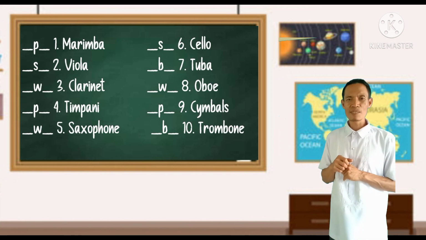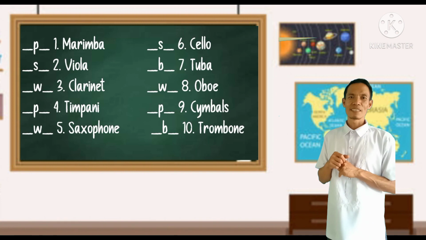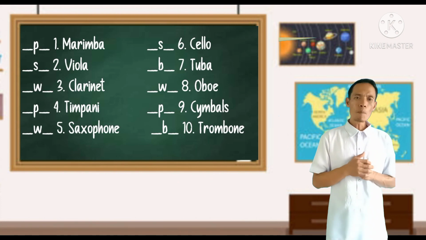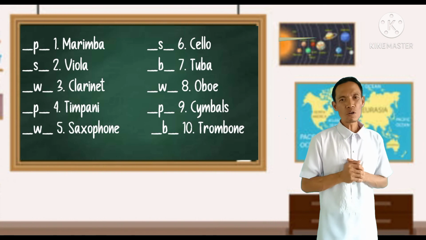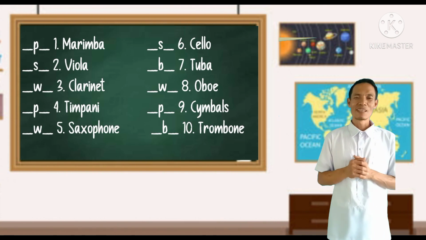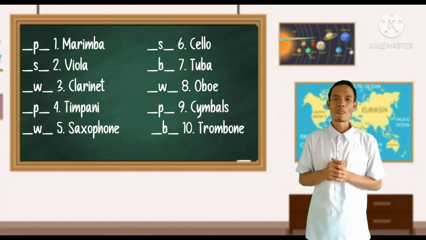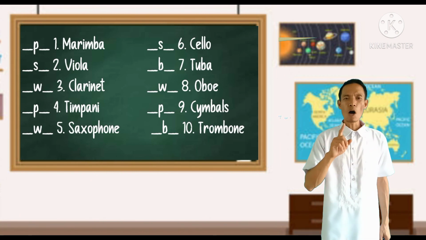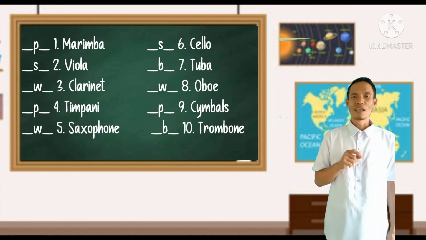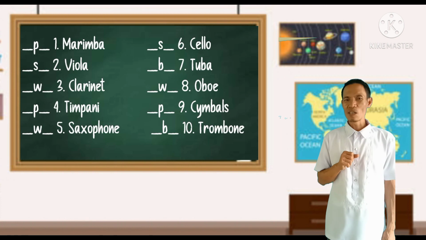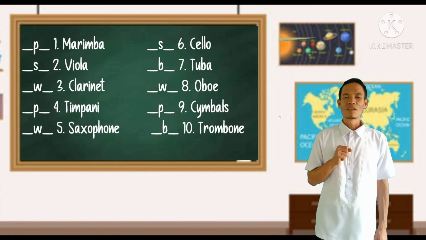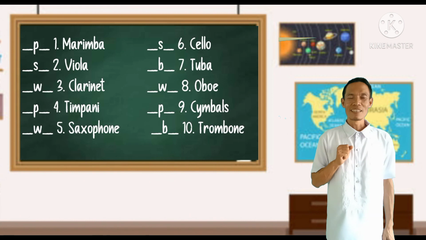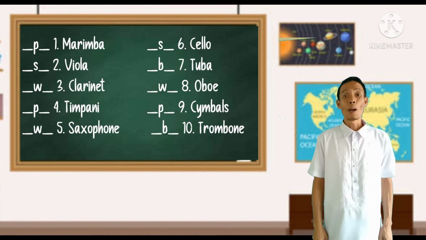Number 7 instrument is what? A brass instrument. Letter B. Number 8, oboe. Oboe belongs to woodwind instrument. The answer is letter W. Number 9, cymbals. Cymbals is a kind of percussion instrument. Letter P. And last but not the least, number 10, trombone. Trombone is, correct, a brass instrument. The answer on number 10 is letter B.